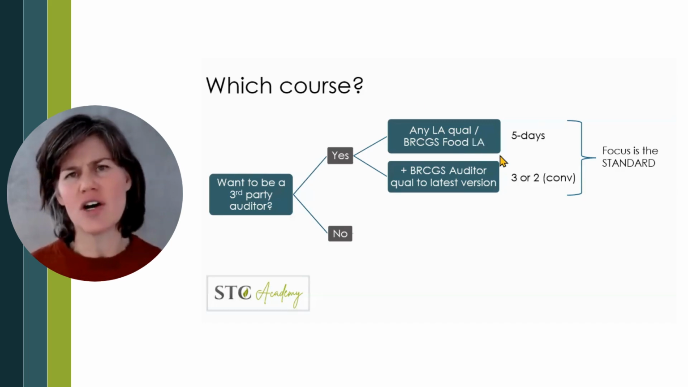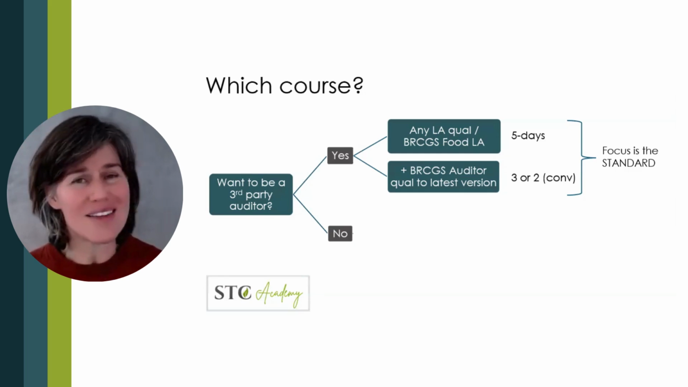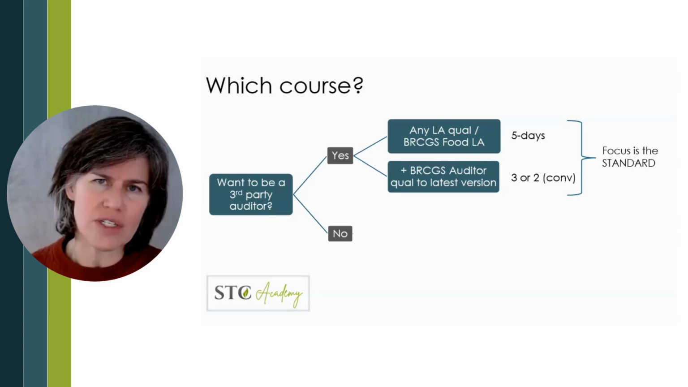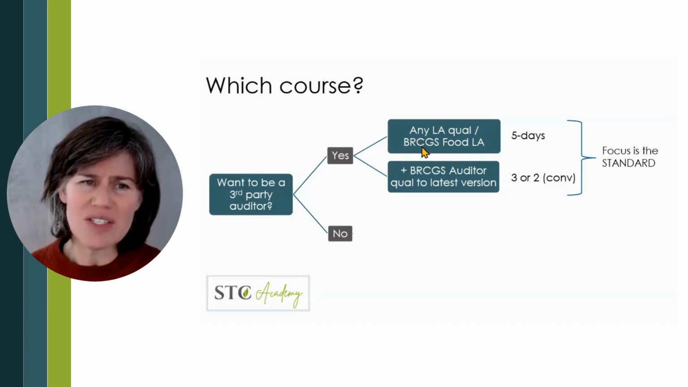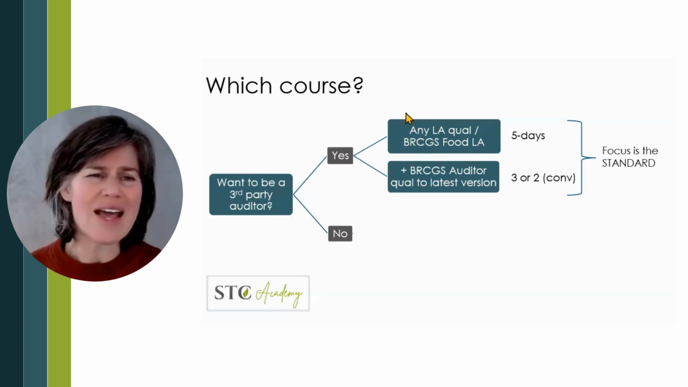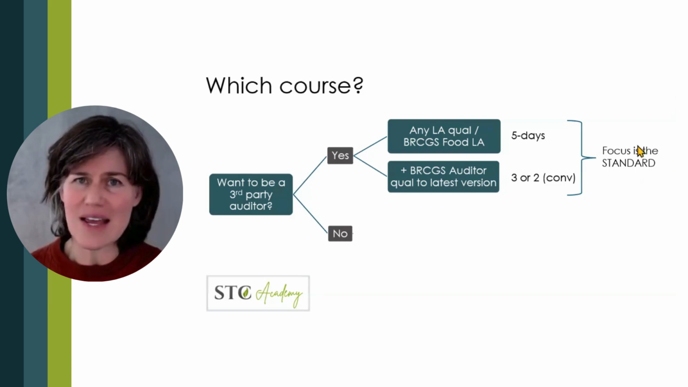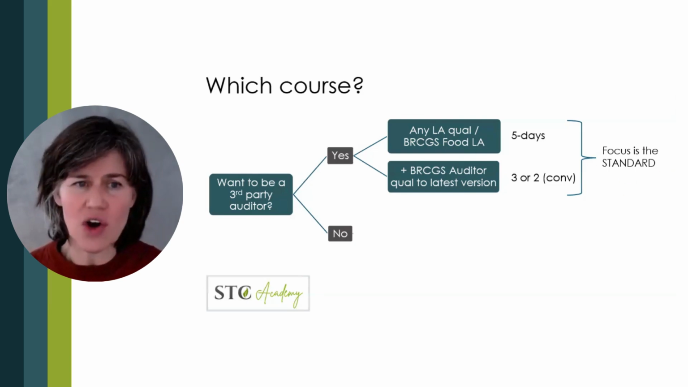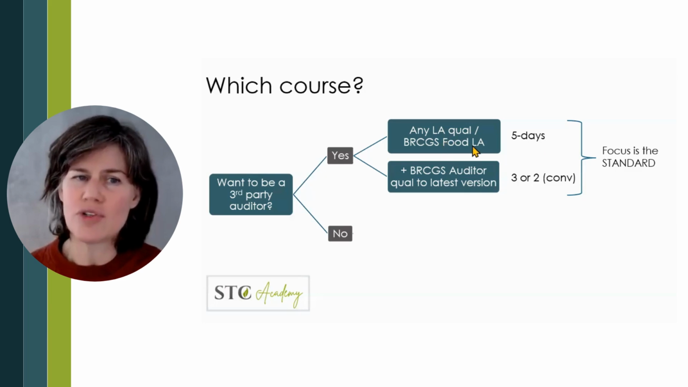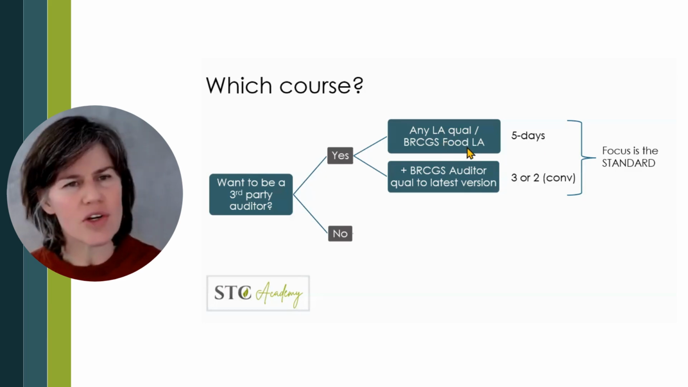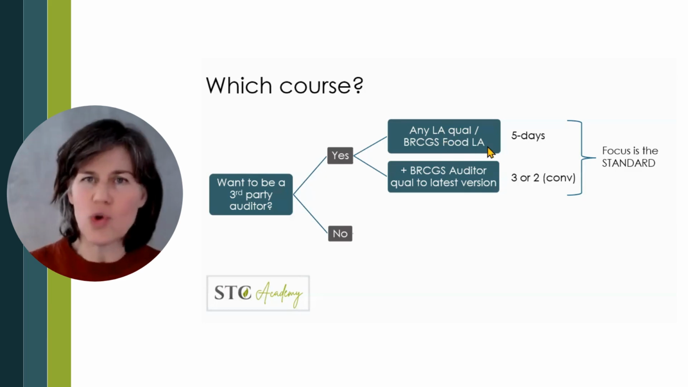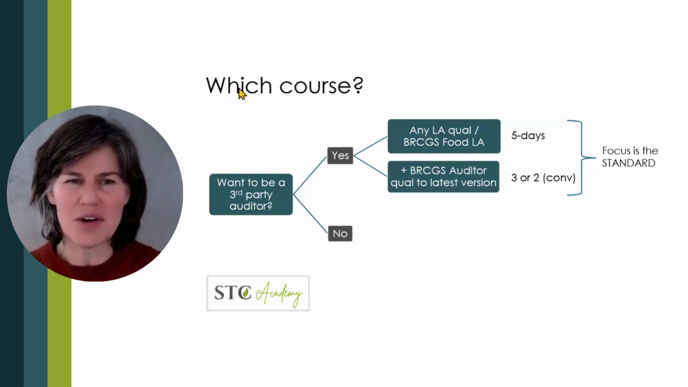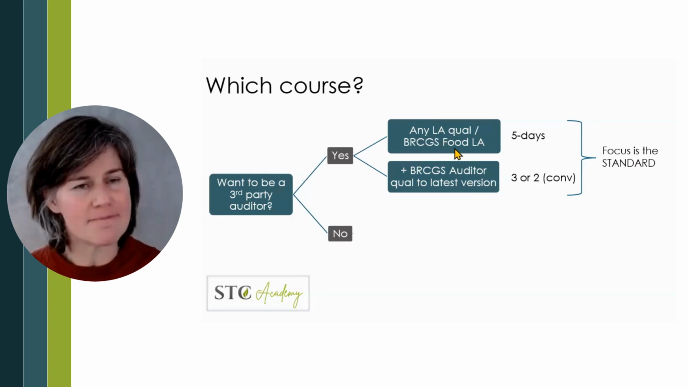Unfortunately, BRC doesn't offer lead auditor qualifications for any of their other standards. So if you're wanting to become a lead auditor for the packaging standard, for example, you would have to do the BRC food lead auditor course. And in this course, you can see here the focus is the standard. All right, for 3 of those 5 days, you're primarily going to be focusing on the standard, the clause requirements and the protocol requirements of the standard. And then 2 of those days are focused on the how to audit, as in the best practice methodology of how to conduct an audit. All right, but the main focus is the standard.